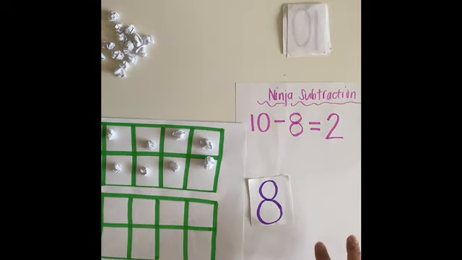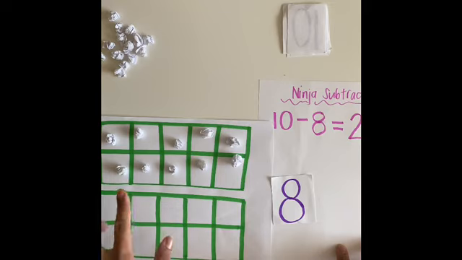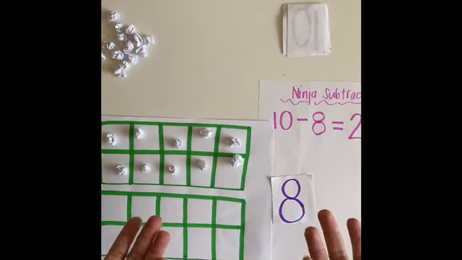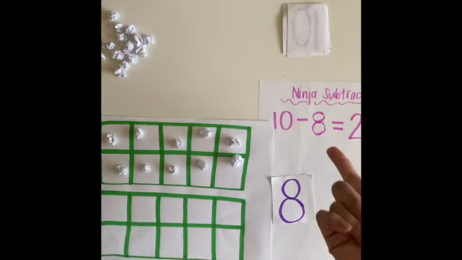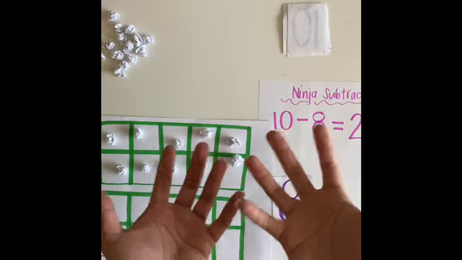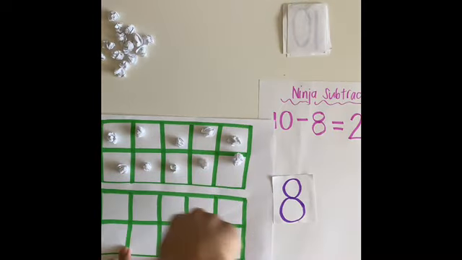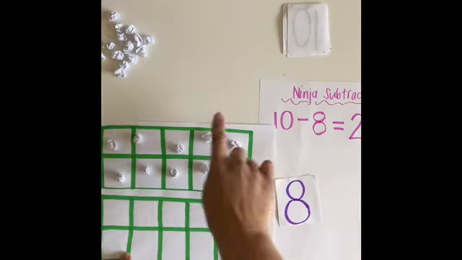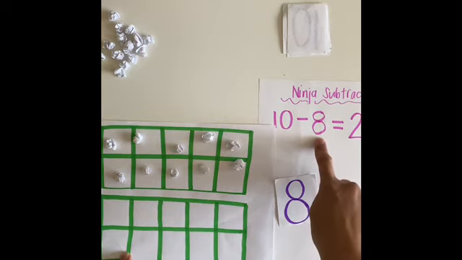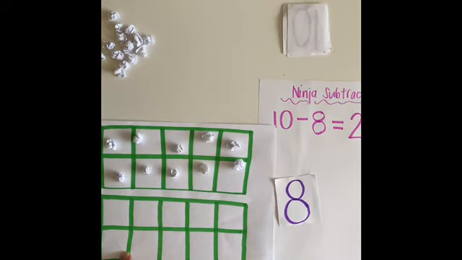And I can also check my work using my tens frames. Friends, there's lots of different strategies that you can use to help you solve subtraction problems. My first strategy was my fingers. I can also use my tens frame. So I have 10 right now, and I'm going to take away 8 of them. And then I'm going to find out how many I have left.